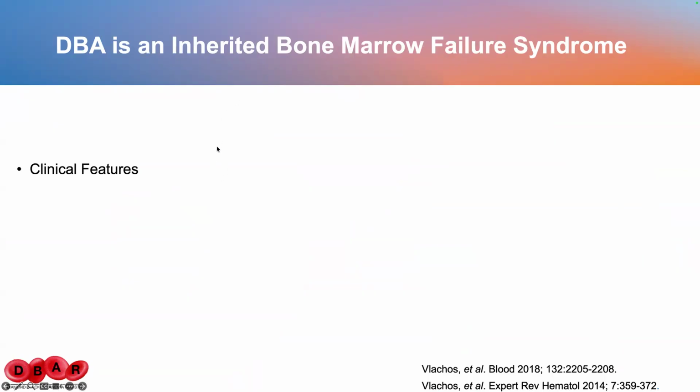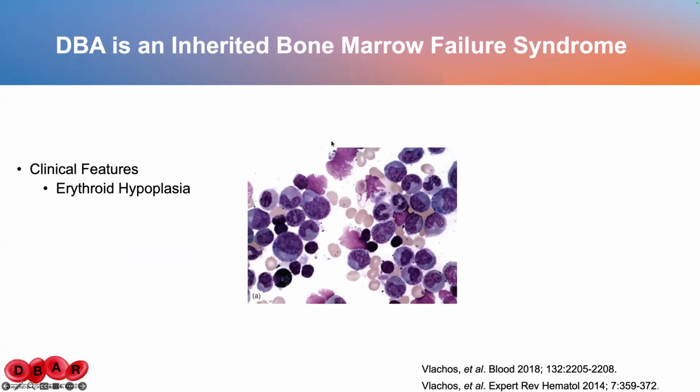So the clinical features of DBA are really the erythroid hypoplasia. That's how it was described at first. When you look at the bone marrow of a patient, you will find that the bone marrow is pretty normal except for the paucity of erythroid precursors. Then there are congenital anomalies, skeletal and growth defects. I won't talk about it today, but the growth defects exist in DBA.